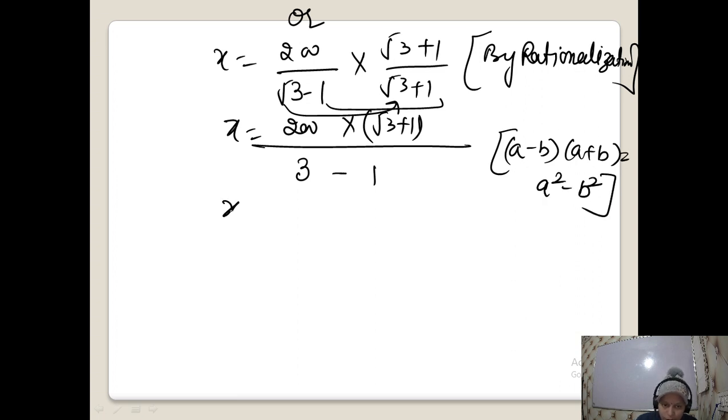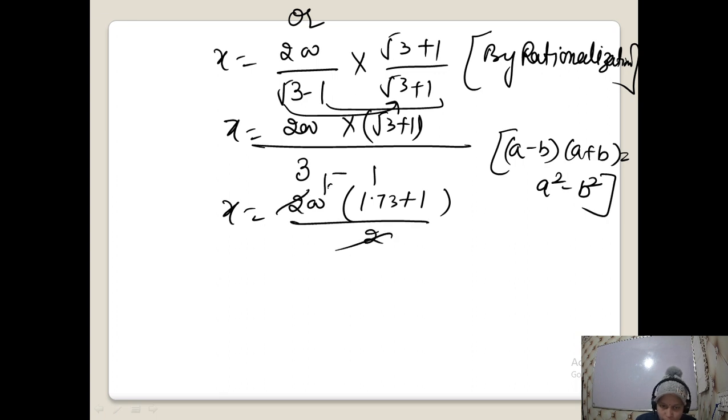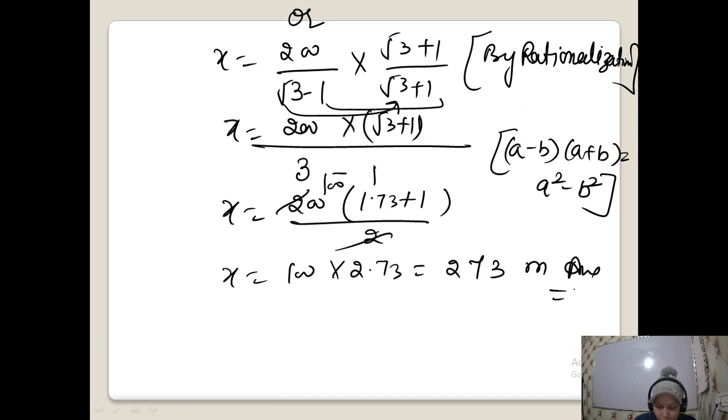You can implement it. 200 times 1.73 plus 1, over 2. 200 divided by 2 is 100, and after multiplying by 2.73, we find 273 meters, that is the height of the lighthouse. Thus you can find the height of a lighthouse.